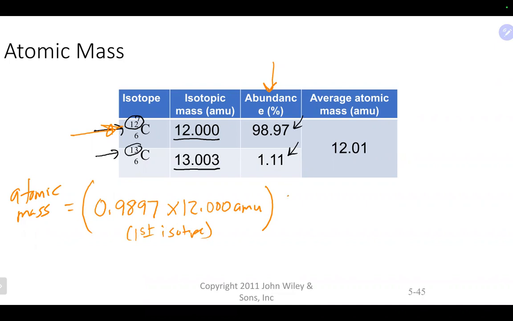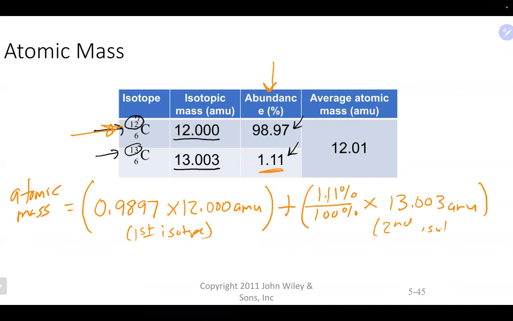I'm then going to add it to my second isotope, which is here. Once again, if you do not want to move the decimal, you could do this 1.11% divided by 100%, and that will move the decimal for you. So whichever way you like to do it, you can do it. We then would times it by the mass of the second isotope, which is 13.003 AMU. And again, this is our second isotope.